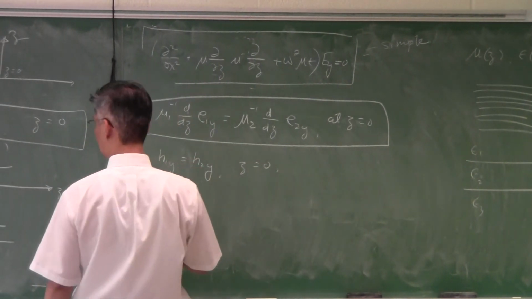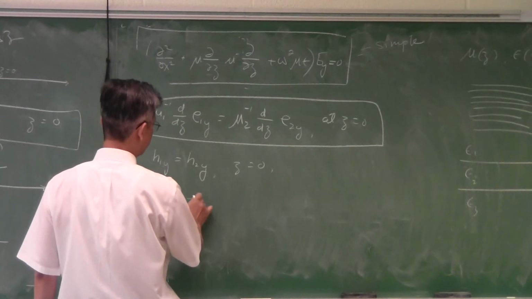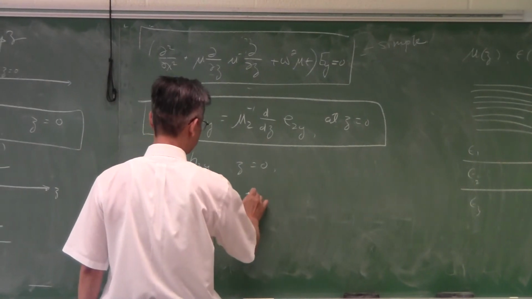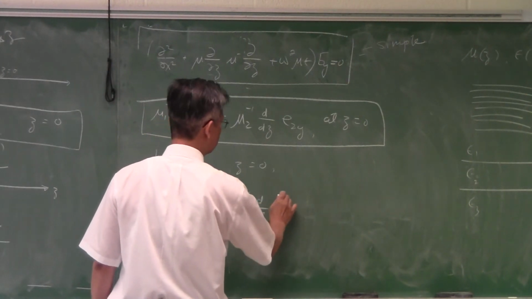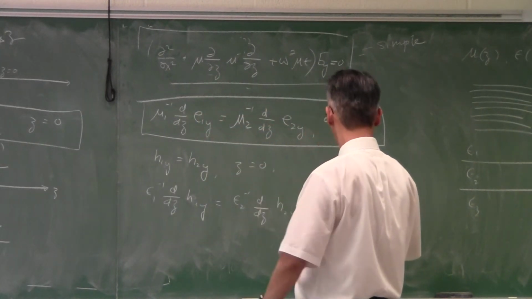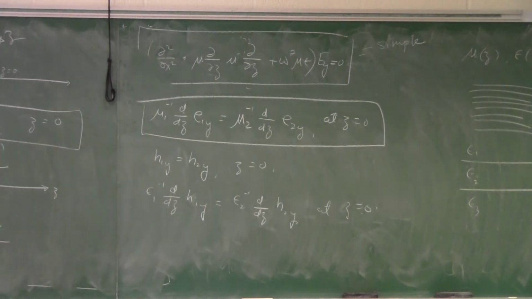These are for the TM waves, and then you will have epsilon 1 inverse partial z of H1y equal to epsilon 2 inverse partial z of H2y at z equal to 0. Okay. So are there any questions regarding these boundary conditions?